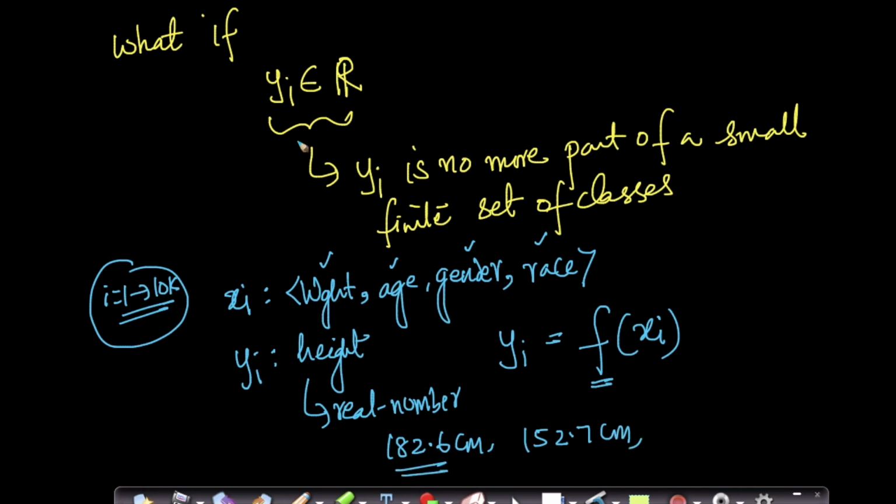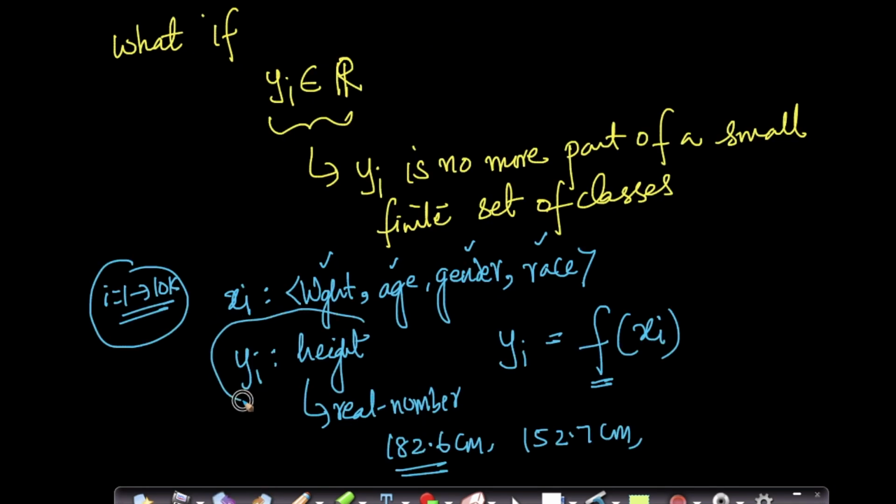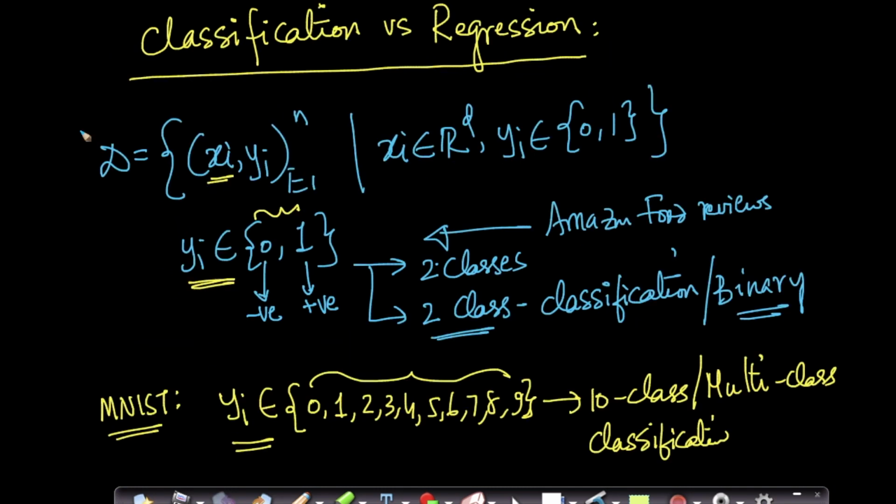It's no more like the classes here, whether positive class or negative class or class 0, 1, 2, 3, 4, 5, 6, 7, 8, 9. Here it's a real number because you're trying to predict a height. Such problems where your yi is a real number are called regression problems. So the only difference between classification and regression in a nutshell is this: in binary classification, your yi belongs to one of two classes. In a multi-class classification, your yi belongs to multiple classes, but still a finite set.